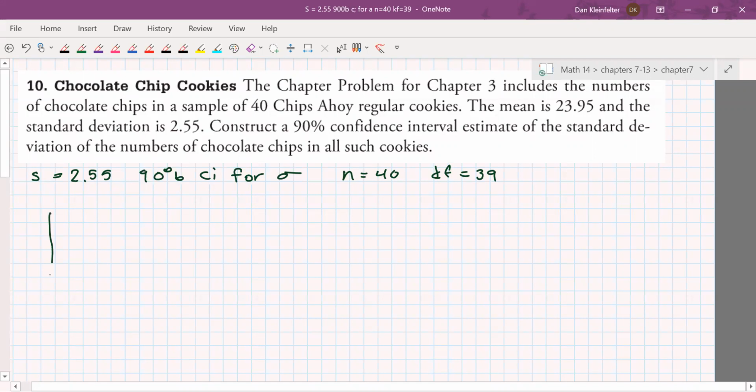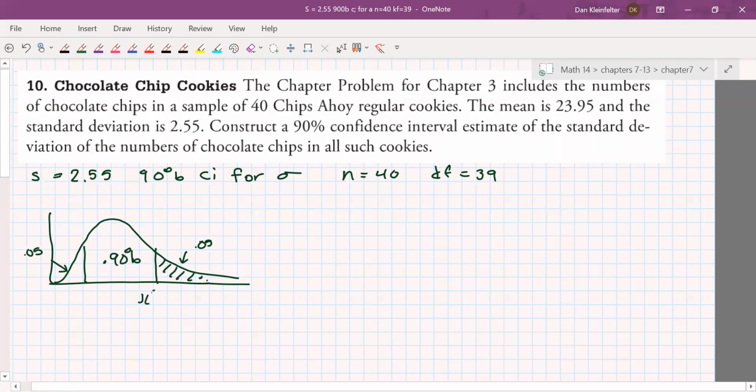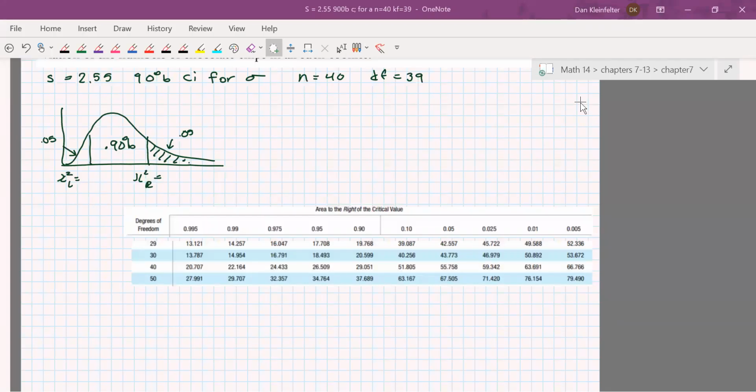So picture. We want a 90% interval. So we'll have 0.05 in the right tail and 0.05 in the left tail. So we'll need to go get our two chi-squared values. All right, so in this problem, our degrees of freedom is 39.